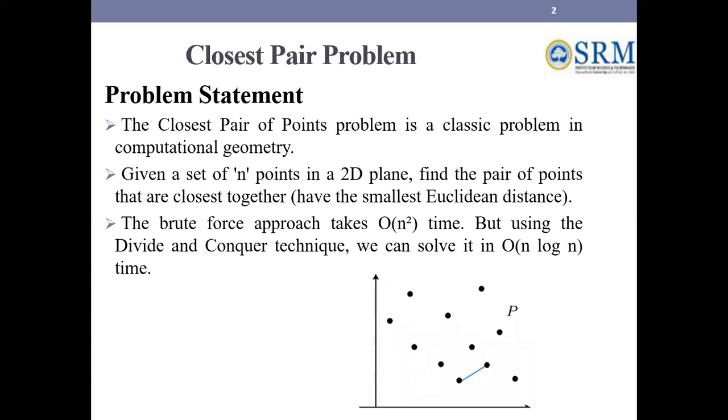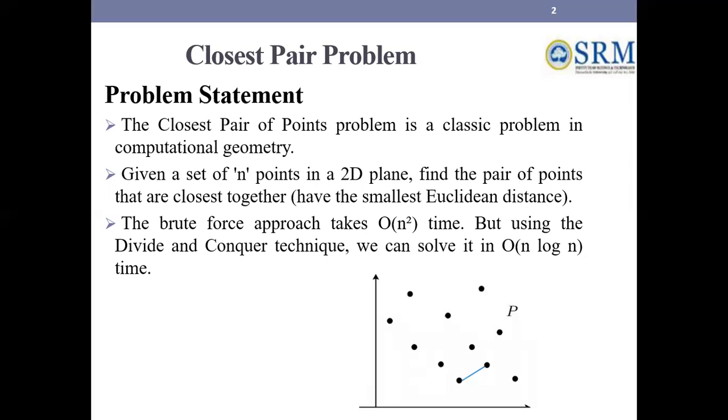So how to find the closest pair? Using the brute force approach. Every pair of points is considered. Find the distance between every pair of points and find the minimum distance, that is the closest pair. It takes order of n square because we are using two for loops.